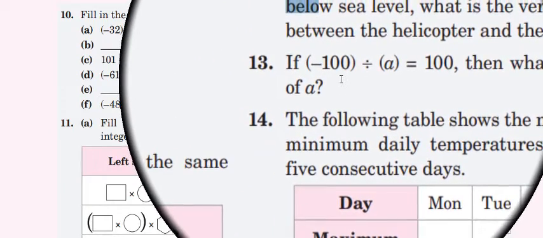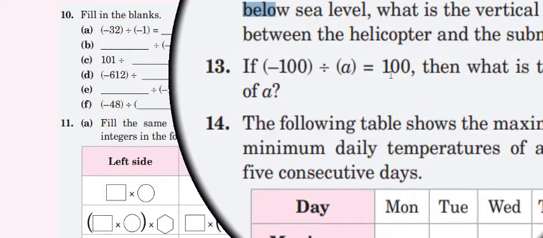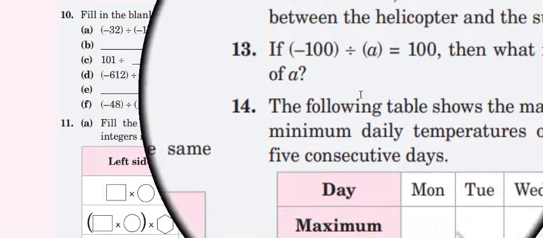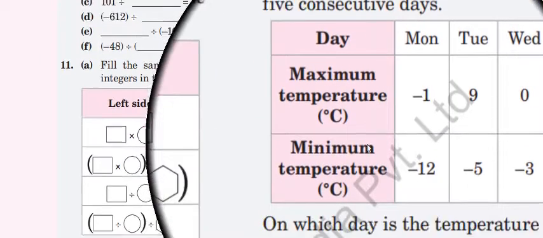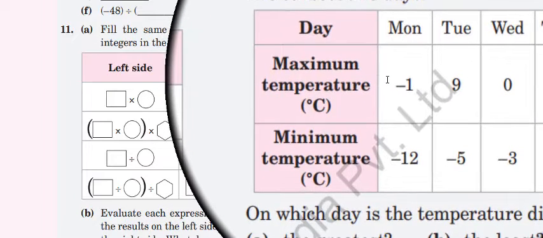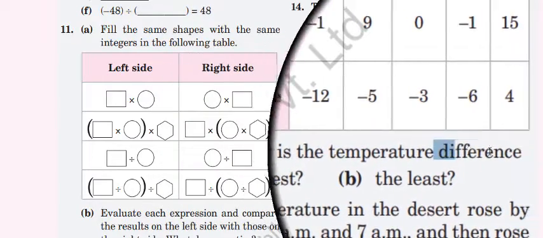In question number 13, here we have to divide by a number such that the result comes out to be a positive number. Definitely it has to be minus 1. In question number 14, it says the following table shows the maximum and minimum temperature of a city for 5 different days. Here we have to calculate the temperature difference. Again the word difference is coming.